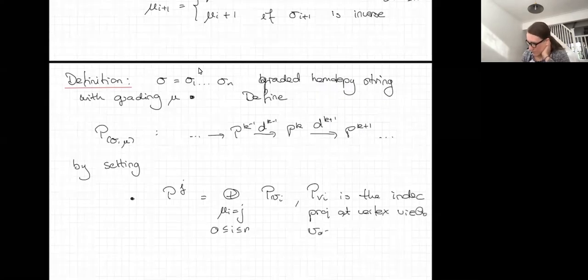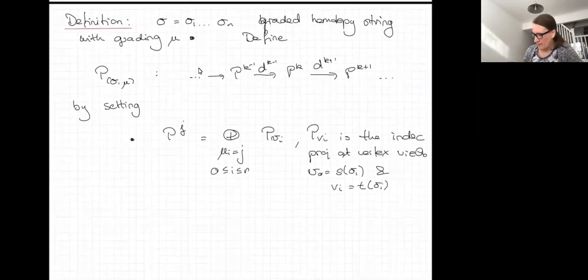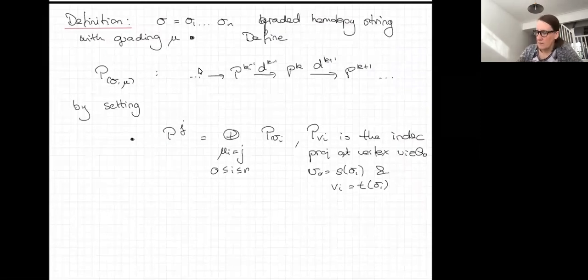And what is that vertex? Well, v0 is the start of the homotopy string, and then vi is the target of the homotopy letter sigma i. And we'll do an example in a minute, but we group together everybody who in the homotopy string is graded in degree j, and that gives us the projective in degree j of the complex.